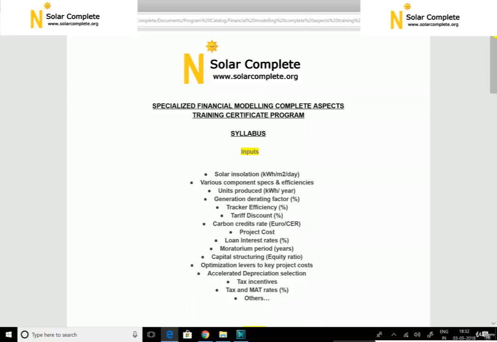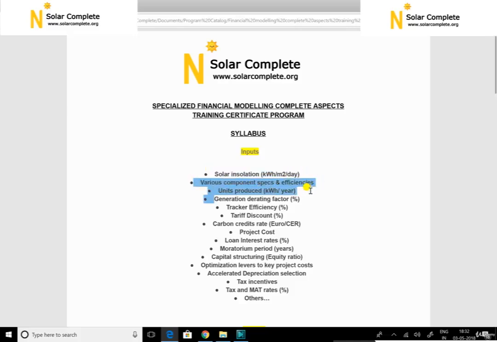Today we're going to start our training course on specialized financial modeling, complete aspects of solar PV plant. Okay, so this is the syllabus that we're going to complete one by one, in a duration of 15 days. Today we're going to start with the solar installations and various components and specifications, unit produced, these particular topics.